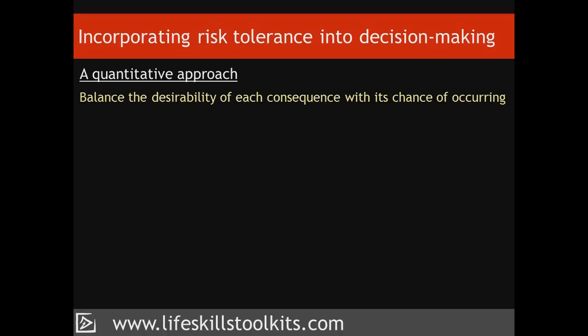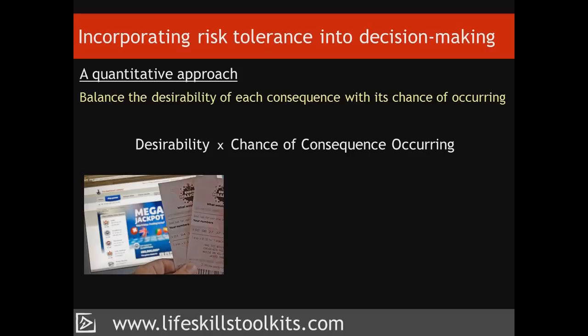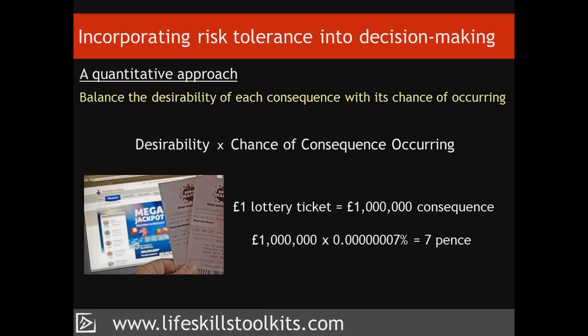Balance the desirability of each consequence with its chance of occurring. Having assigned desirability scores for each consequence, they need to be multiplied by the chance of that consequence occurring. Doing this helps to provide perspective or balance to each consequence's desirability. For example, if a £1 UK lottery ticket has a prize of £1 million, multiplying the consequence, £1 million, by the chance of winning the lottery, 0.00000007%, gives us 7 pence.